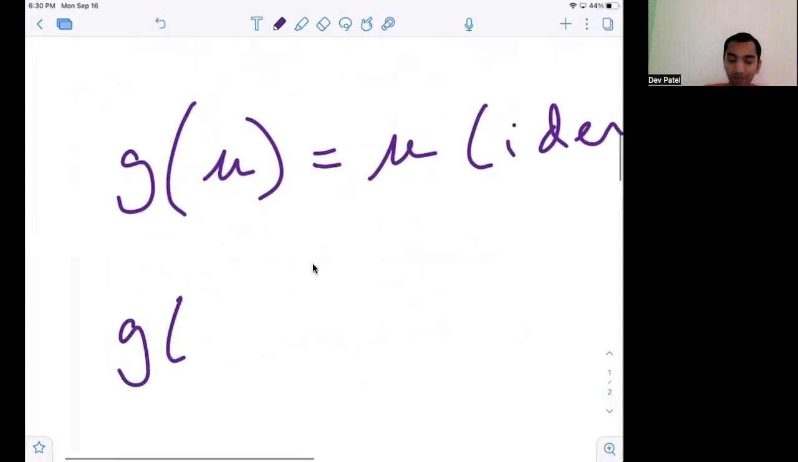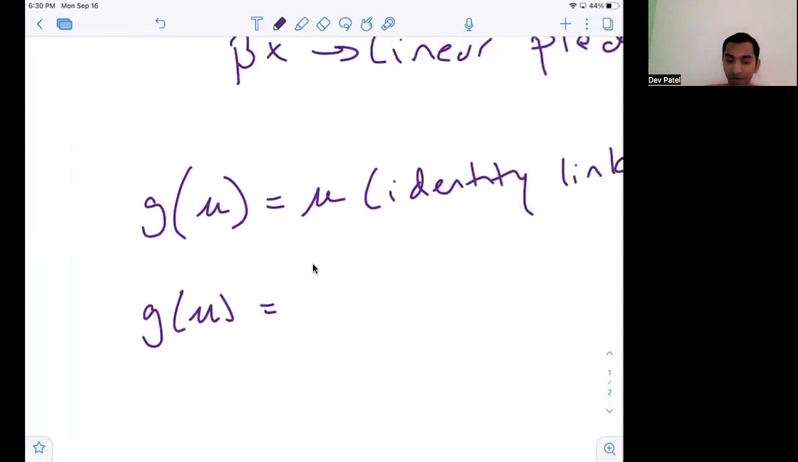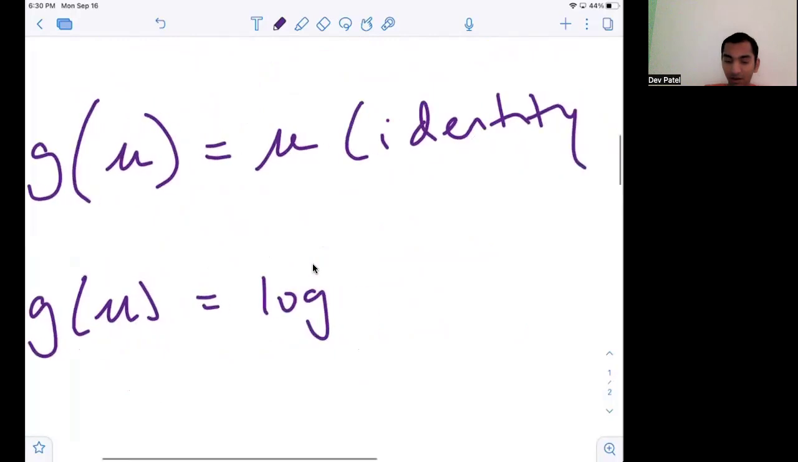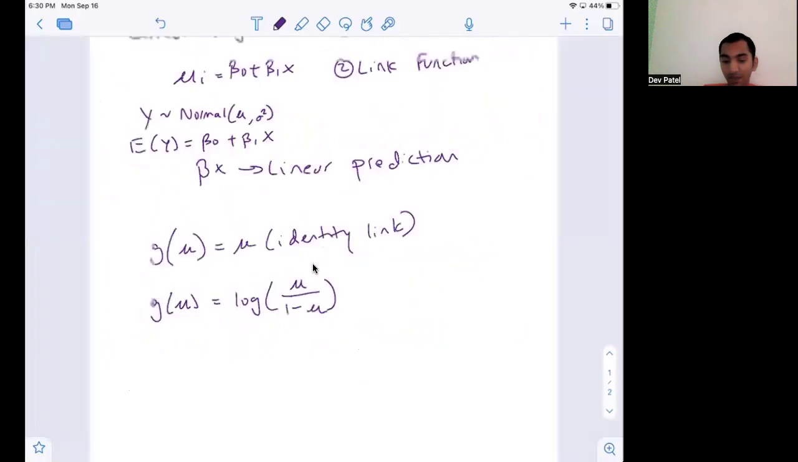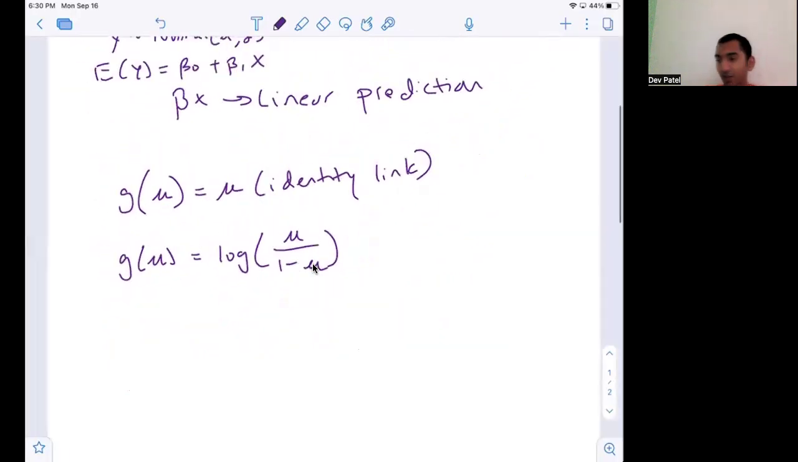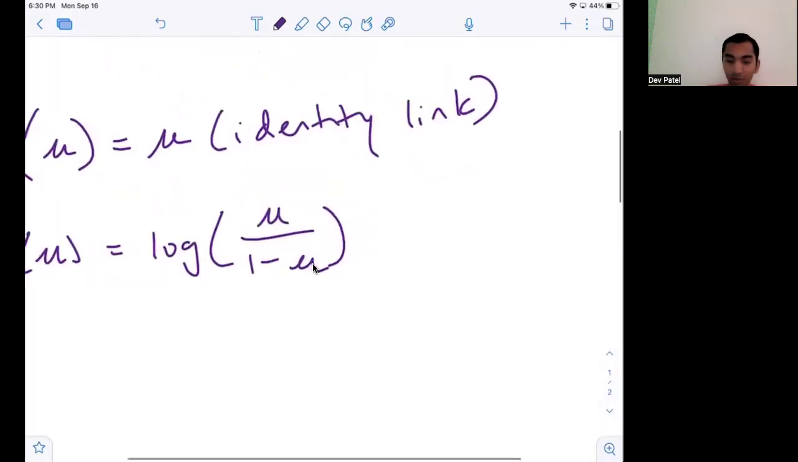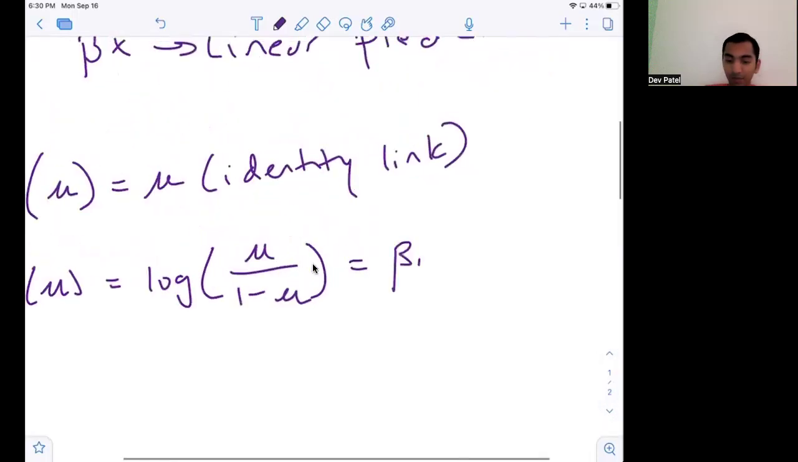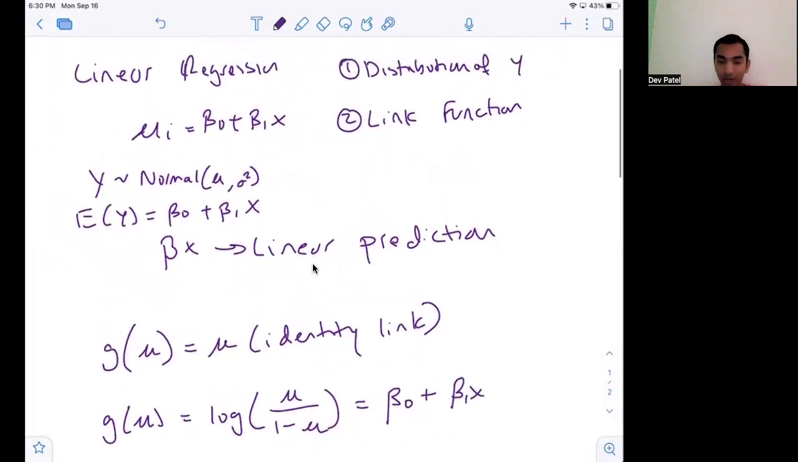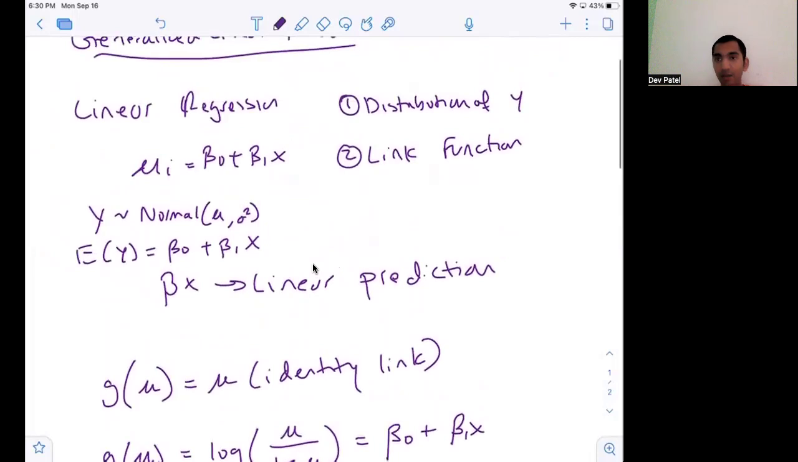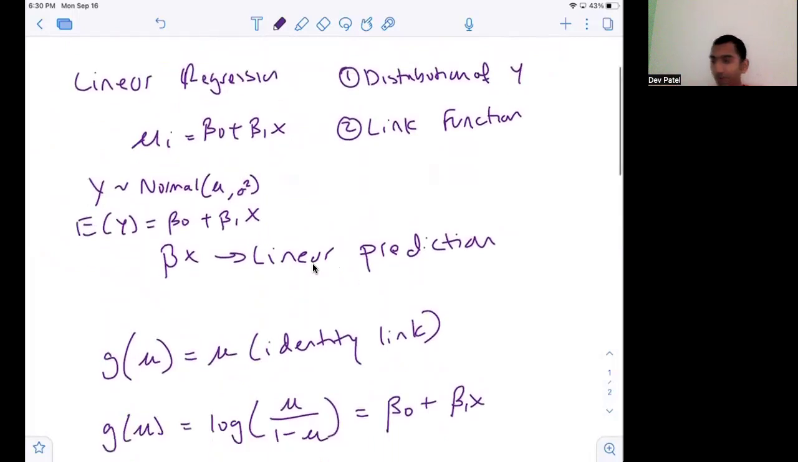So we also have a function which relates the mean of the response to the linear predictor. So we have log of mu over 1 minus mu. This is saying that the log of mu over 1 minus mu is equal to beta_0 plus beta_1 x in this case. This is the relationship between our linear predictor and the expected value of our response variable.